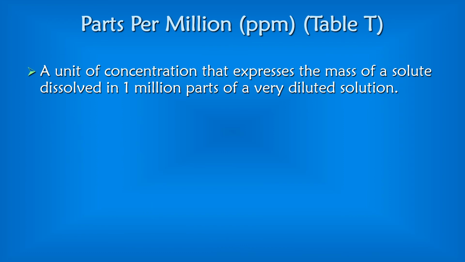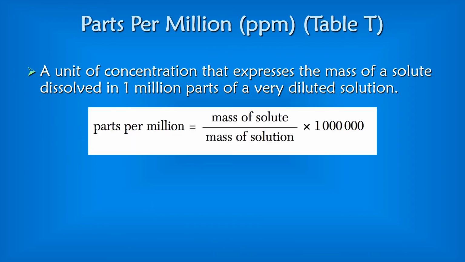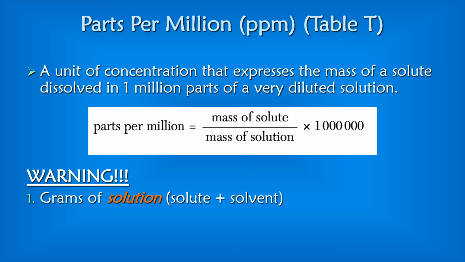Now, as I mentioned before, the equation to calculate parts per million is also given in table T, and this is what the equation looks like. You take the mass of your solute and you divide that by the mass of the solution times 1 million because it's parts per million. Now, some super important things to take care of here. First, notice how at the bottom we have the mass in grams of the solution. It's not the mass of the solvent. It's not the mass of the solute only. It's the mass of the solution.